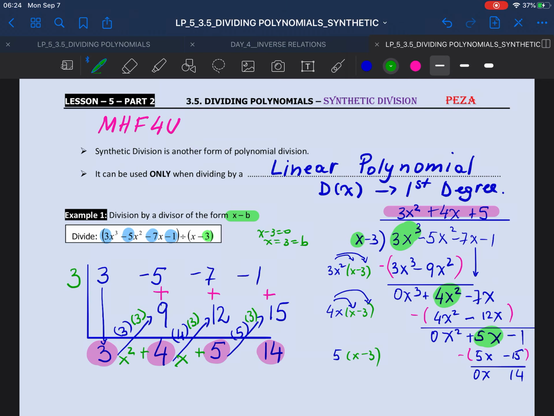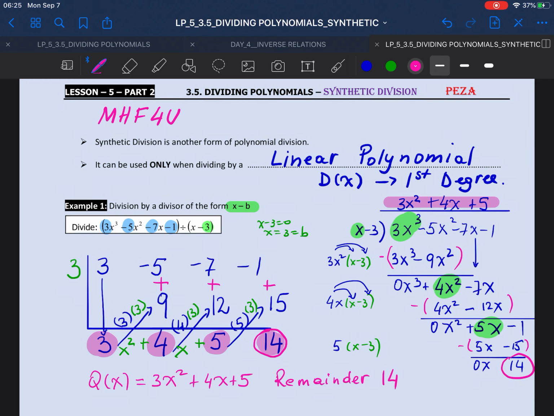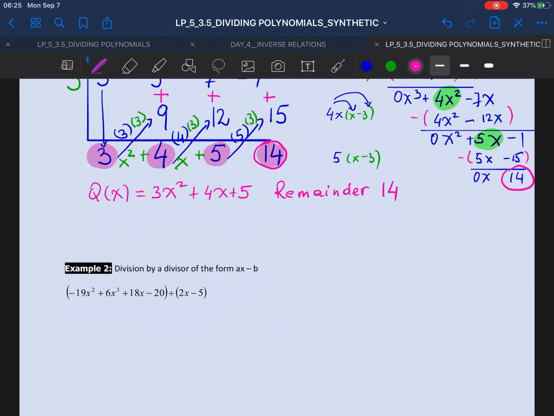The signs of the coefficients will be the operation between the terms in the quotient as well. And we'll say that the quotient q(x) is 3x squared plus 4x plus 5. Now guess what this number here at the very end of the equation represents? It represents the remainder. So the remainder is 14.